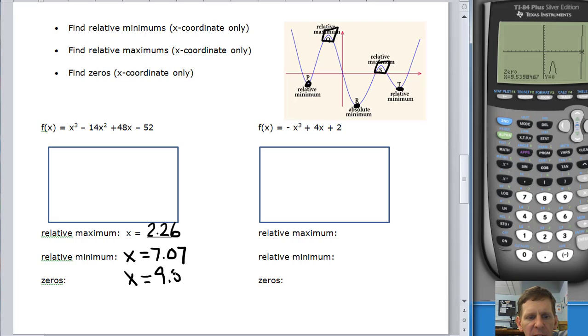I'm going to sketch a graph of this as best as I can over here. And that's kind of how you handle this. There's one more problem we're going to have you try out in class. The answers will be posted in class for that one.